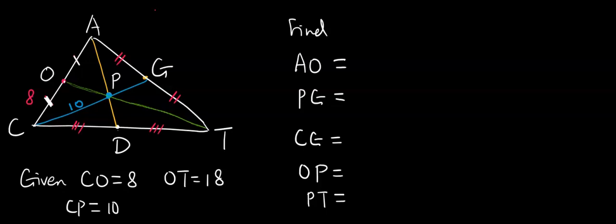What can a centroid do? First, let's talk about the ratio. There's a ratio called 2 to 1. Let's look at the yellow median, AD. The 2 to 1 relationship says AP, the longer one, to the shorter one, PD, is 2 to 1. So remember, it's the longer one to the shorter one.